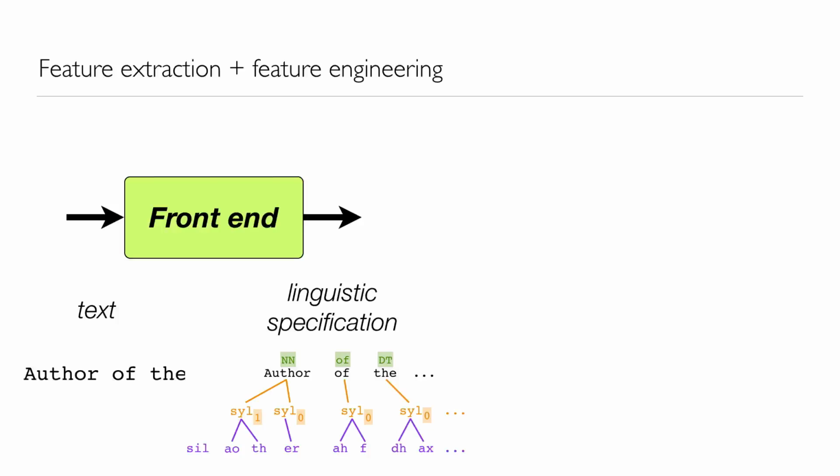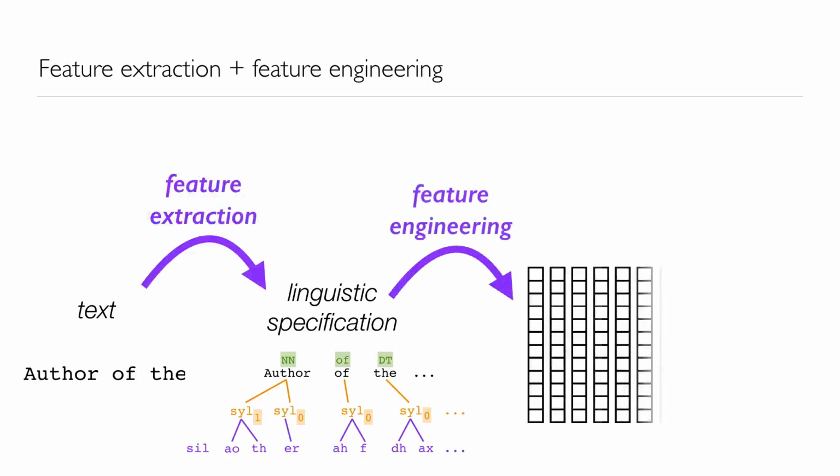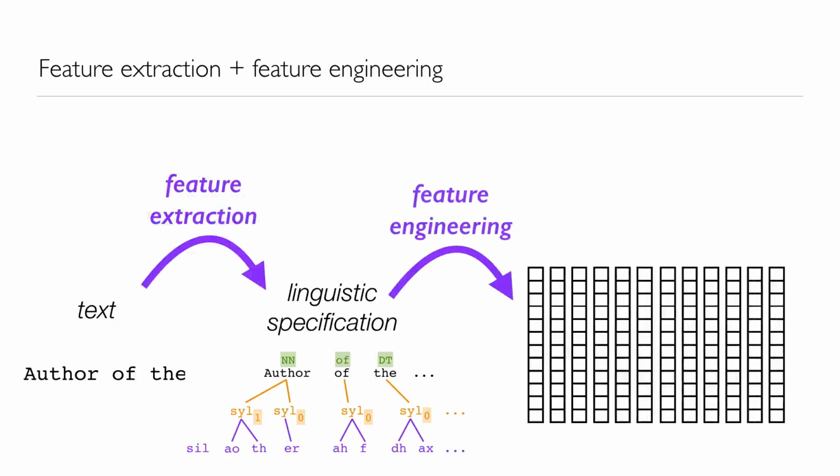So we have already seen the front end, which takes the text as an input and outputs a linguistic specification. After feature extraction, we have to do a bit more further processing, which we call feature engineering. We have various design choices here, some of which I'm going to highlight in the coming slides. But for now, I will stick with the HTS format, which is being used in Merlin.